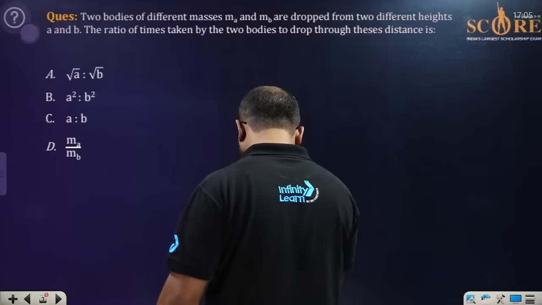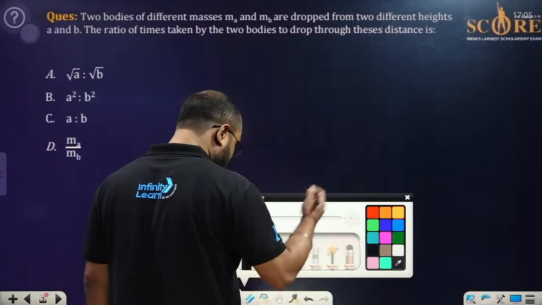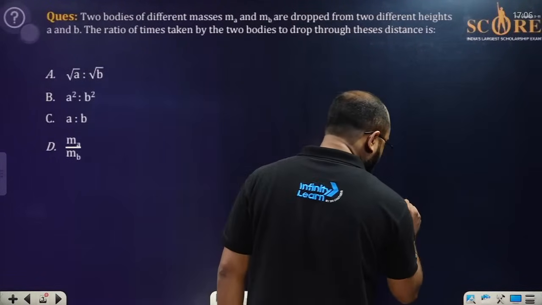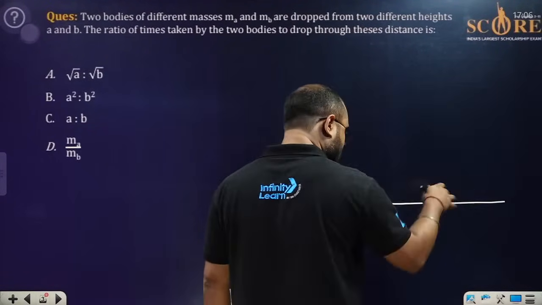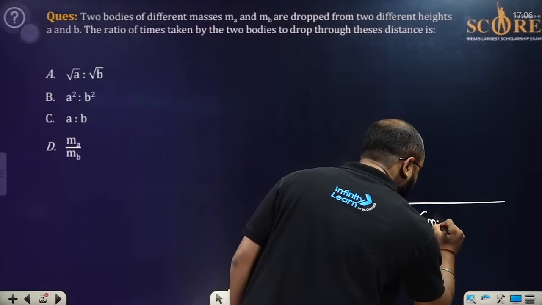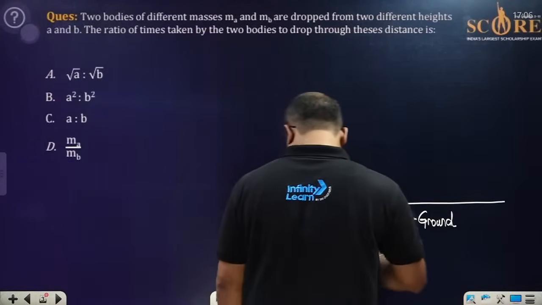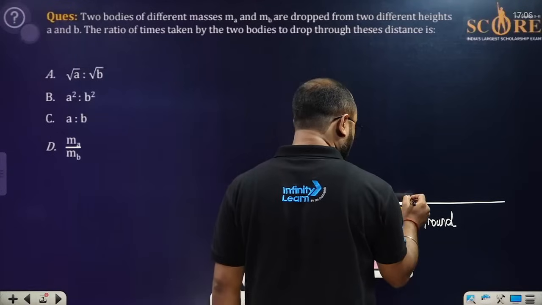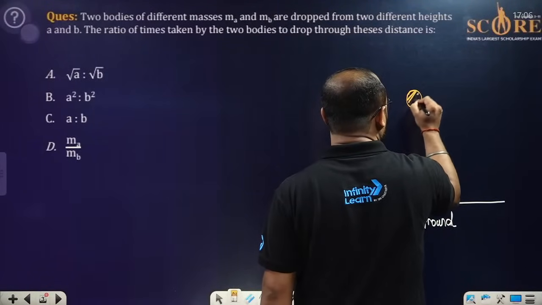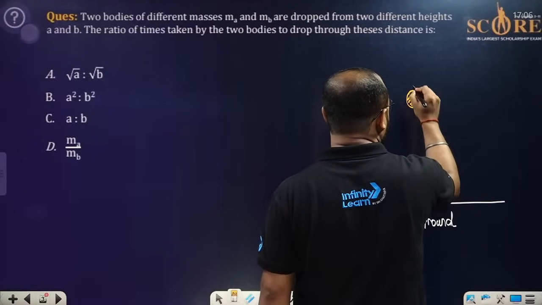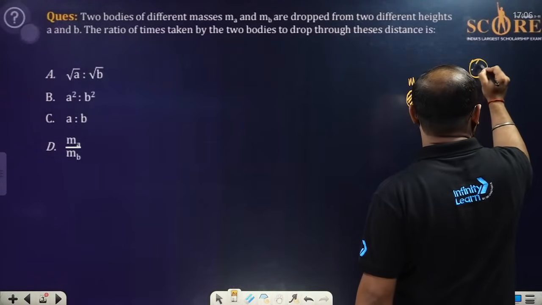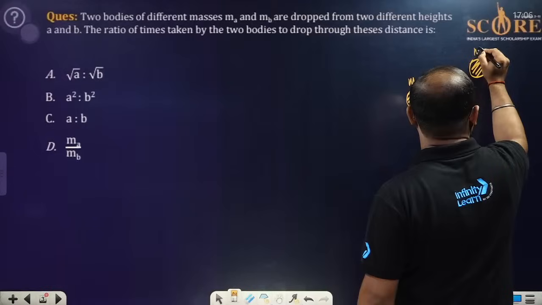It is a very simple question. Let us try to figure it out. As we can understand, there are two different bodies trying to come to the ground. They are being thrown from two different heights. This is one of the bodies; for example, it has a mass MA, and the other body has the mass MB.